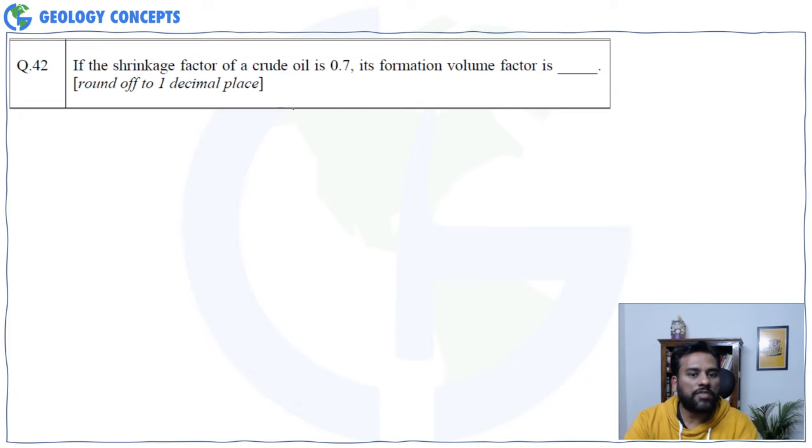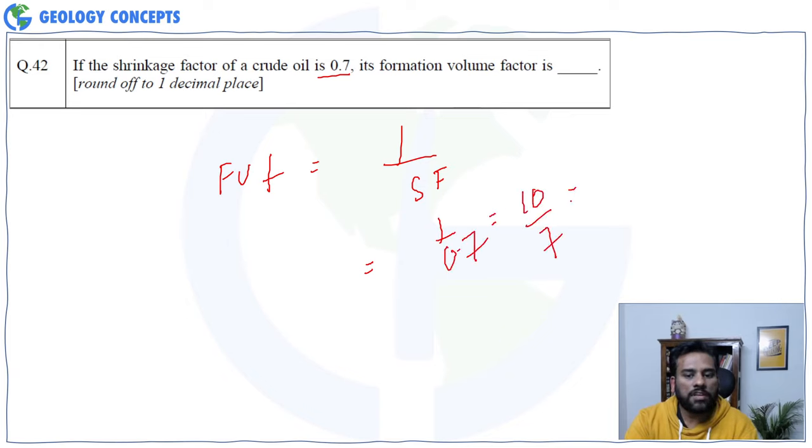The shrinkage factor of a crude oil is 0.7, its formation volume factor. So formation volume factor is nothing but 1 upon shrinkage factor. So this is a simple question. 1 upon 0.7, which is 10 by 7. So to one decimal place it is 1.4, right?